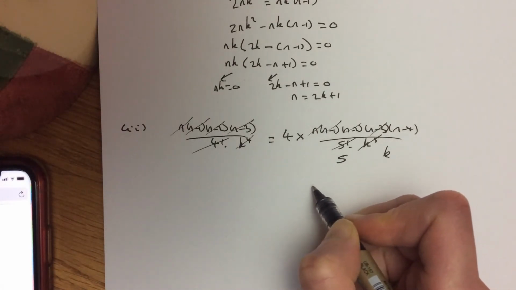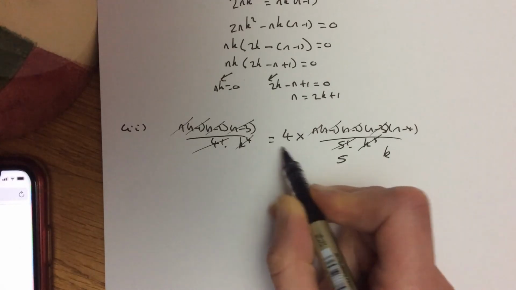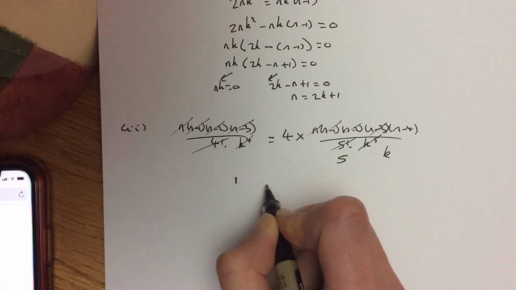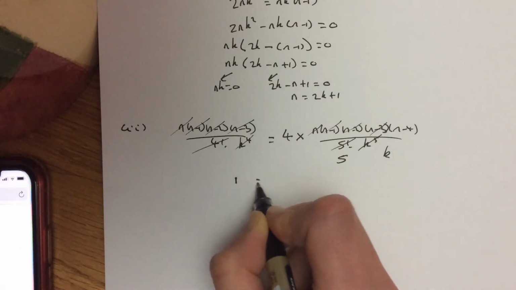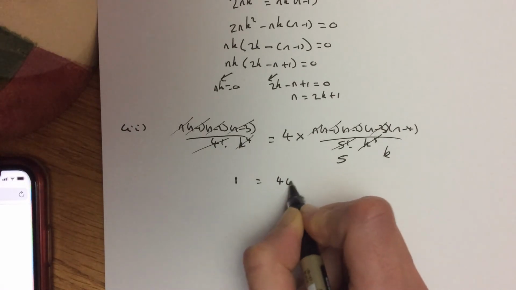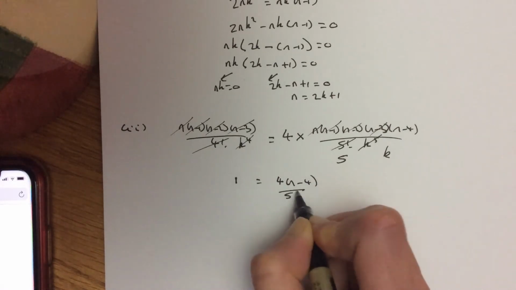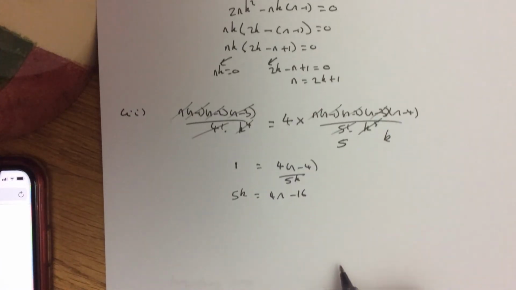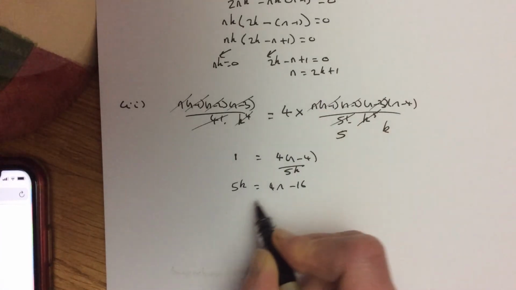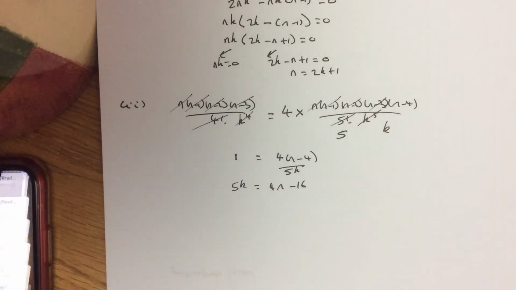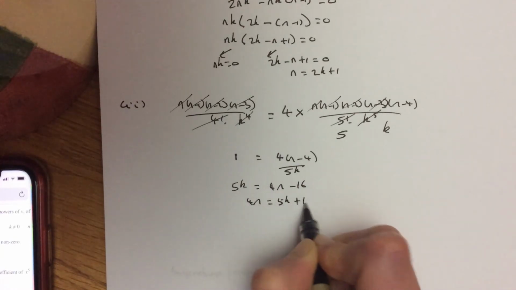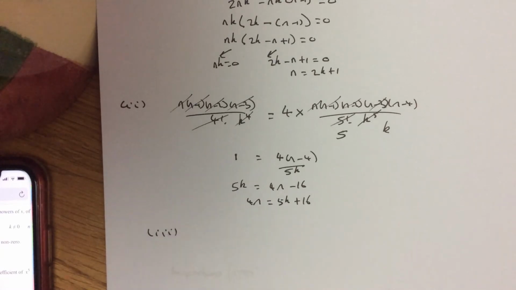So working this out, I am left with over here 1 equals (4n minus 4) over 5k. So bring that 5k up. So 5k equals 4n minus 16. Now, you've got your two equations, just checking which way they want it left here. Oh, they have 4n on its own. So 4n equals 5k add 16. Then part 3 is just find your values for n and k.